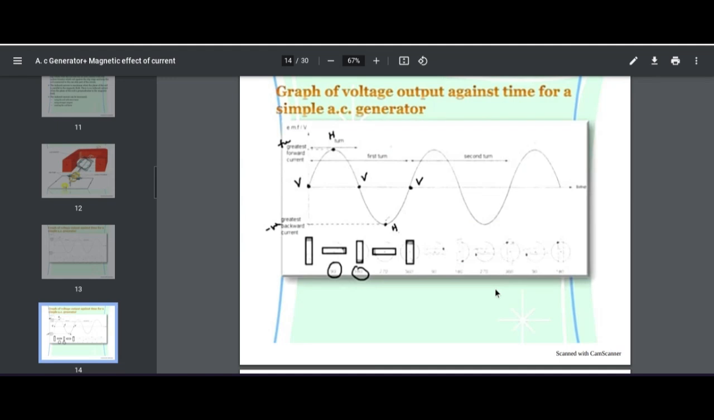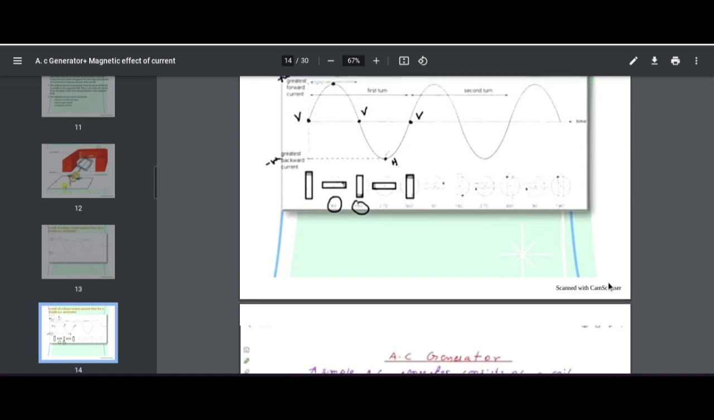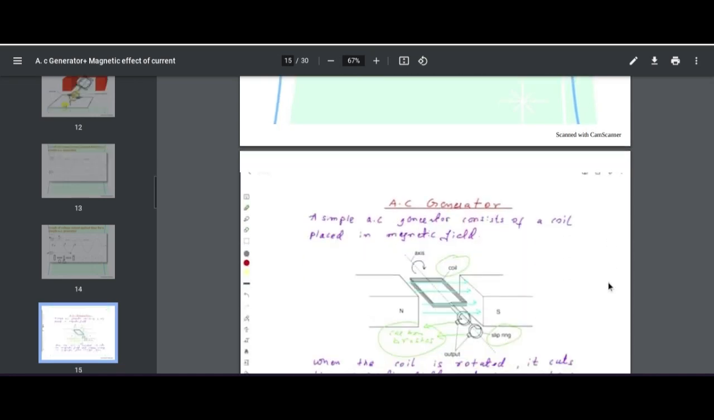Now below there are boxes, vertical, horizontal, vertical and horizontal. Look, when they have a vertical, they have upward current. When they have horizontal, they have downward current. Vertical, again upward, and downward, then they have horizontal. And then this is an AC generator also.